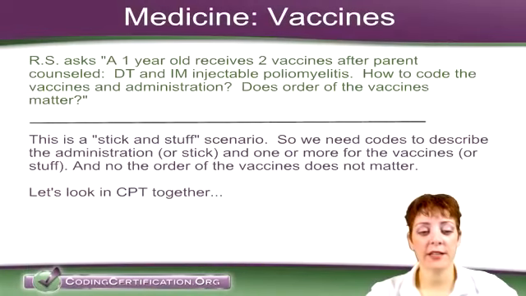Medicine section, vaccines. RS asks: a 1-year-old receives 2 vaccines after the parent was counseled, DT and IM injectable poliomyelitis. How to code vaccines and administration. Does the order of the vaccines matter?